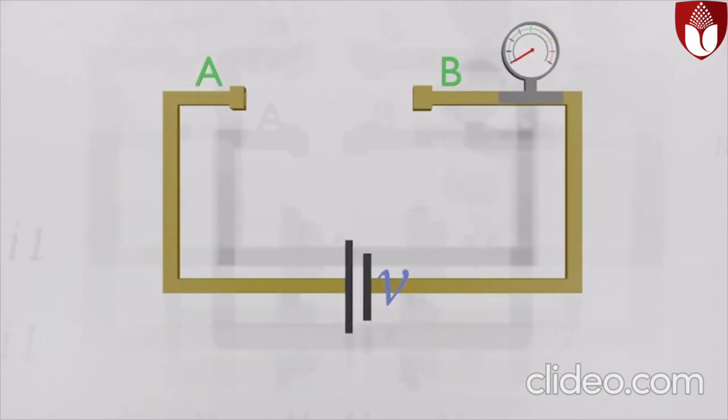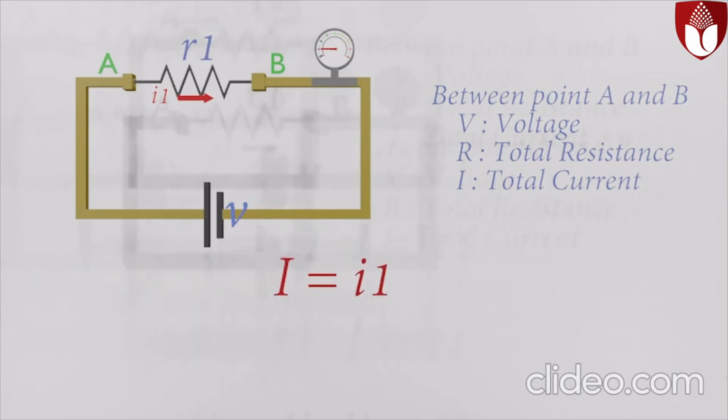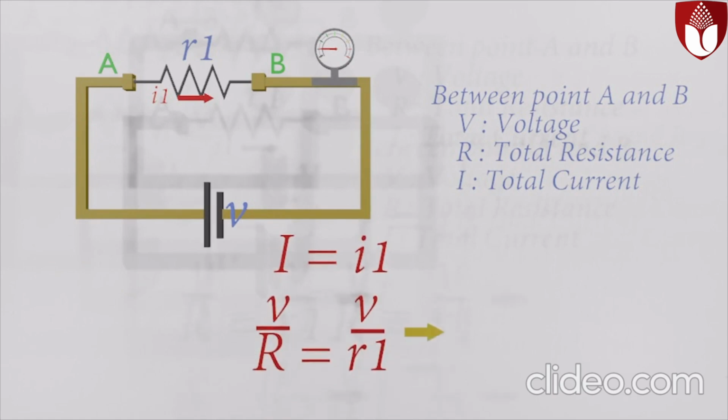Look at this circuit. V, R and I are the voltage, resistance and current between points A and B. If we add an R1 resistor between points A and B, it will pass I1 current through it. Current has no other way to go from A to B. So, the total current is equal to I1. Using Ohm's law, we can replace the current by using voltage and resistance. Now we can remove the term voltage from both sides. We are getting an equation like this.